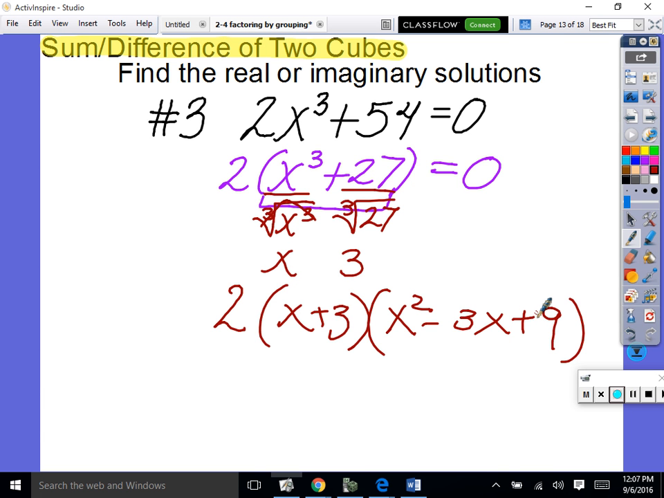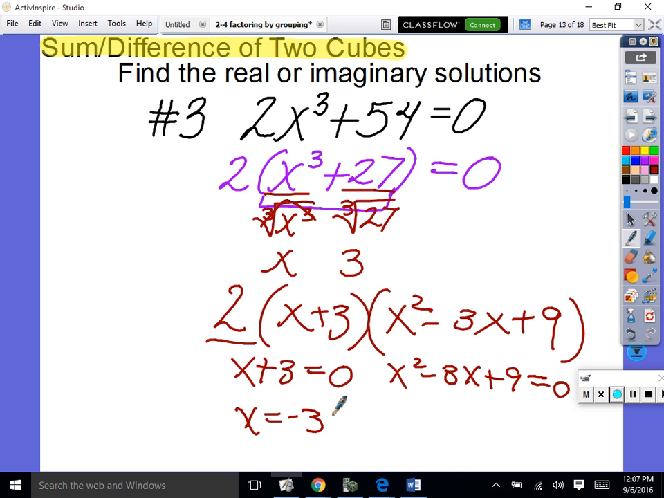We set each of those equal to 0, but this 2 doesn't have a variable, right? So we can do this two ways. We can either distribute the 2 in and then set this, but I'm just going to ignore it. We don't need it. So I'm going to set x plus 3 equal to 0. If there was a variable, we would set it equal to 0, but it's just 2, not 2x. So we have x plus 3 equals 0, and x squared minus 3x plus 9 equals 0. So x is equal to negative 3, one of our solutions. Now solving with the quadratic formula, number 3.